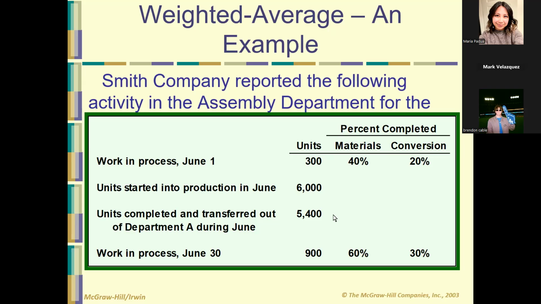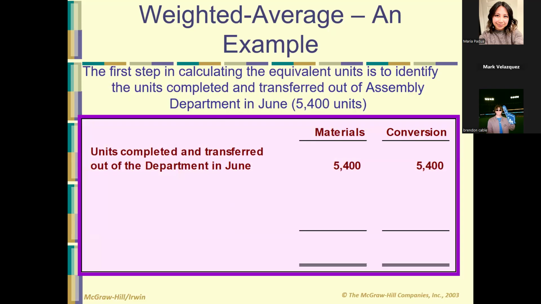We come to the ending inventory here, and they're telling you that there's 900 units left, 60% done for material, 30% done for conversion. Now, I know this sounds a little goofy, but let's just keep going through it, and it will start to make a little bit of sense, I hope. We need to know what are called the equivalent units. All of your questions are going to be about the equivalent units of production.